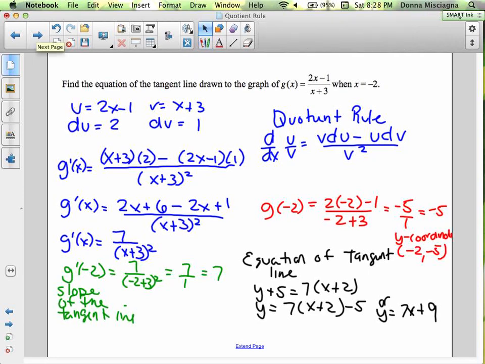If you want to put it in slope-intercept form, that works just fine. That's all there is to this one, right? We find the derivative, we plug in our x value that we're given so that we can find the slope at that point, and then we just find the y coordinate by plugging that same value into the original function, and then we can write the equation of the tangent line. All right, let's do another problem.